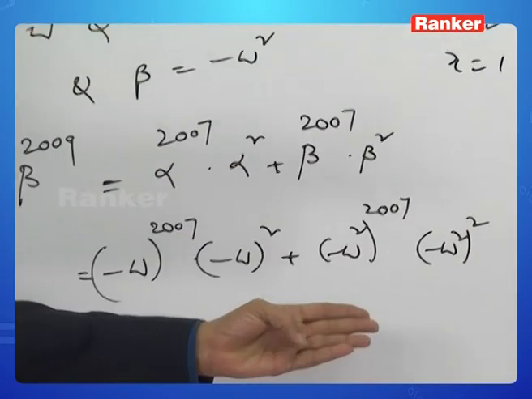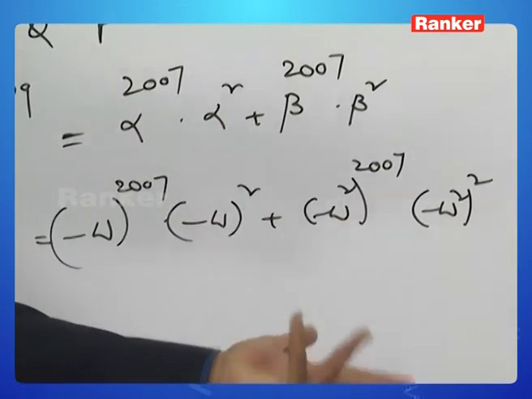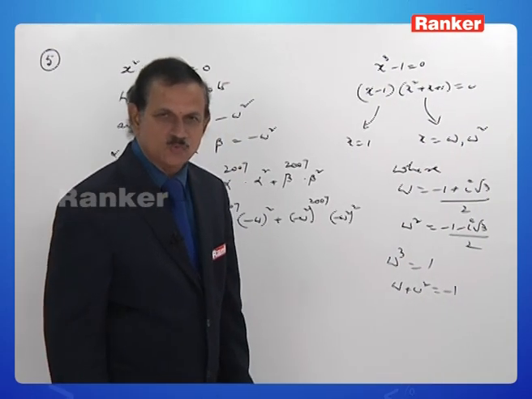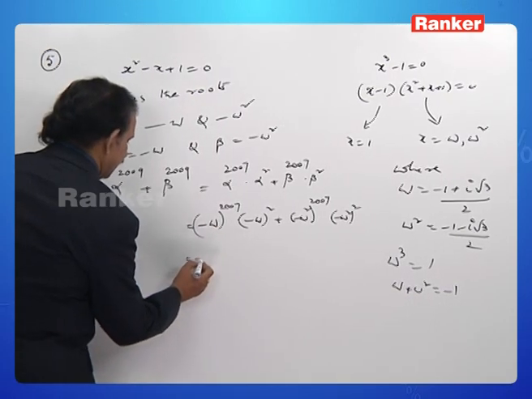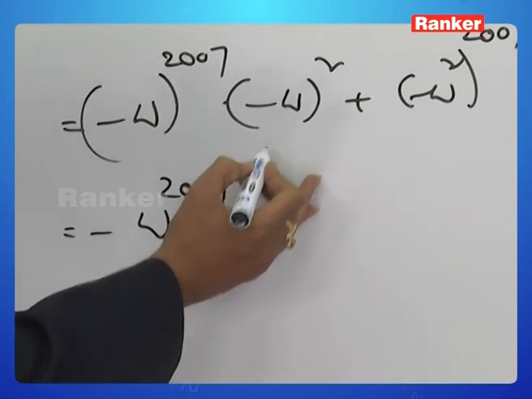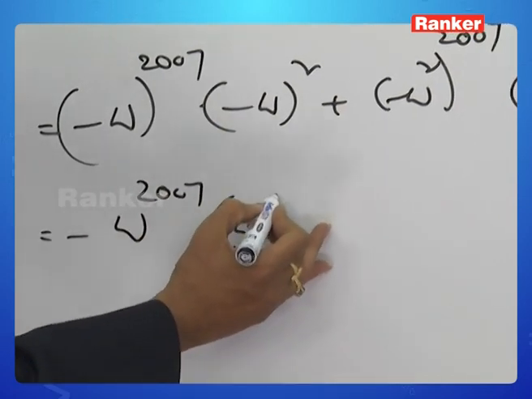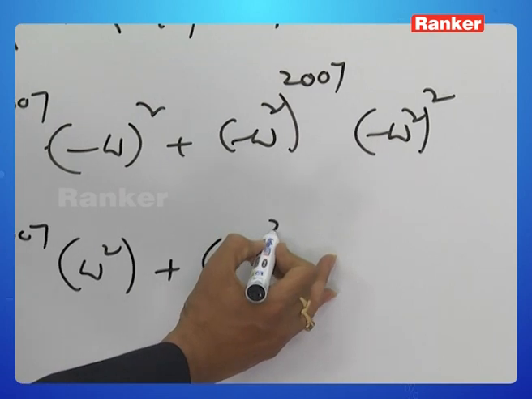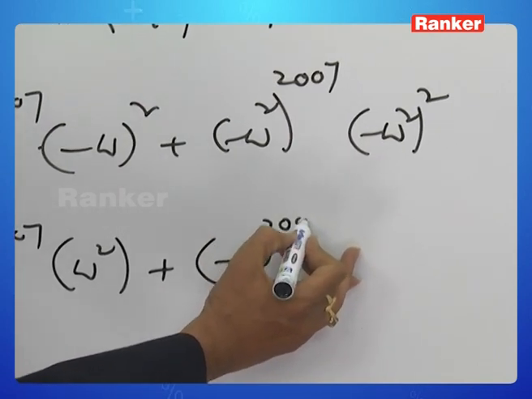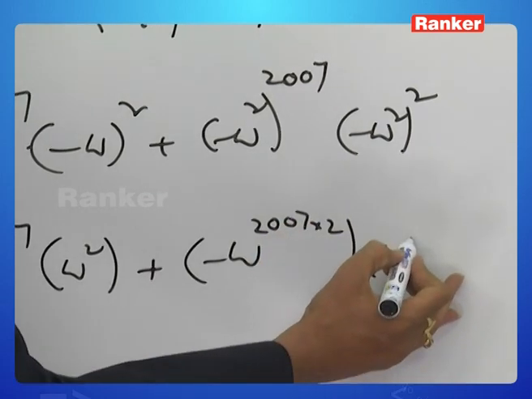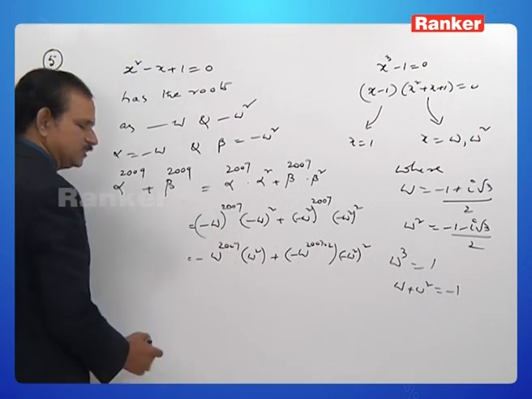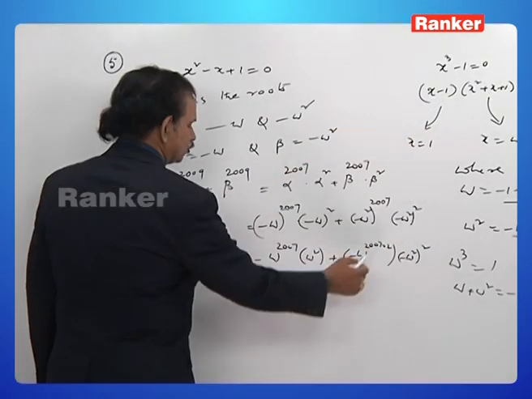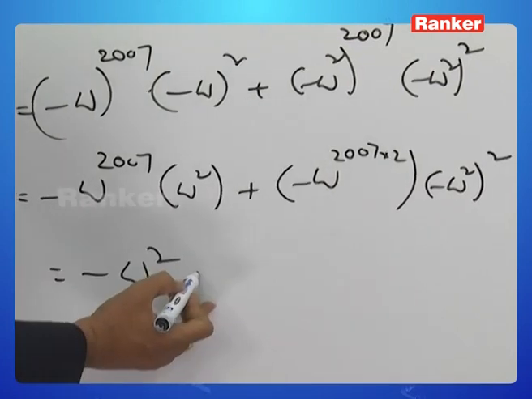Omega cube is 1, omega power 6 is 1, omega power 9 is 1, omega power 3n is 1. If the exponent of omega is a multiple of 3, then we recollect that it is 1. Therefore, this can be minus omega power 2007 into minus omega whole square is omega square plus minus omega square whole power 2007 is minus omega power 2007 into 2 into minus omega square whole square. Omega power 2007 is 1 because it is a multiple of 3, so this becomes minus omega square. Omega power 2007 is again 1, so it is minus omega.